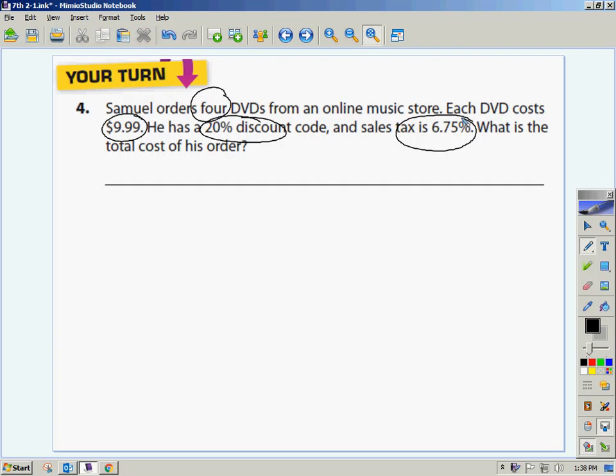Now, in this one, they didn't ask me how much was the tax. They didn't ask me how much did they discount it. They just asked one thing. How much am I going to pay when I walk out the door? Okay? So I only need one answer for this. But in order to get to it, first off, I got to find out how much it costs for 4 DVDs. I'm going to take $9.99 times 4, and it'd be $39.96.